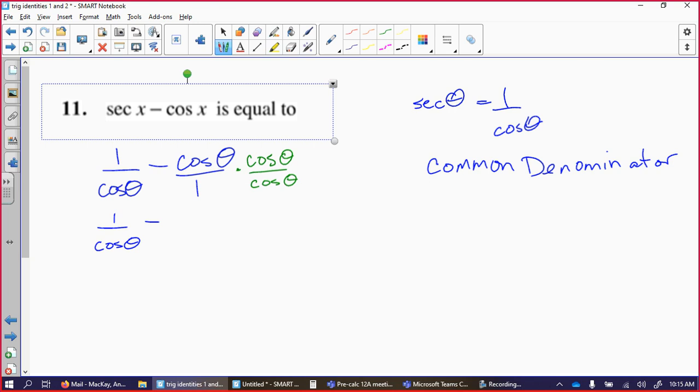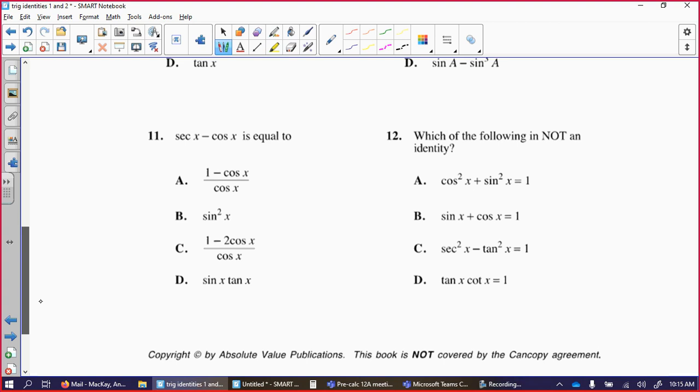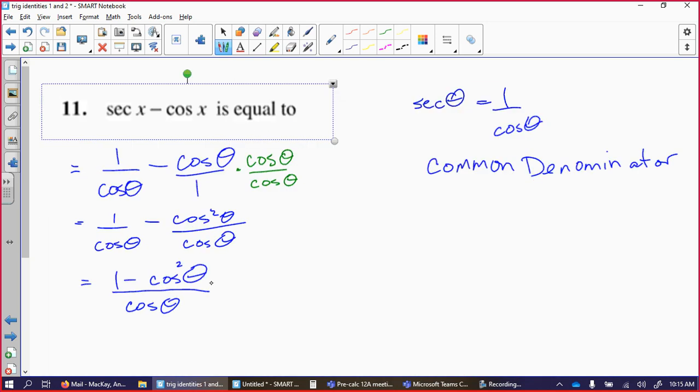Minus cos times cos is cos squared theta over my equal signs. So we have 1 minus cos squared theta over cos theta. So that simplifies it a little bit. I don't know if that's how far they want to go. I think that's where we're going to end up.